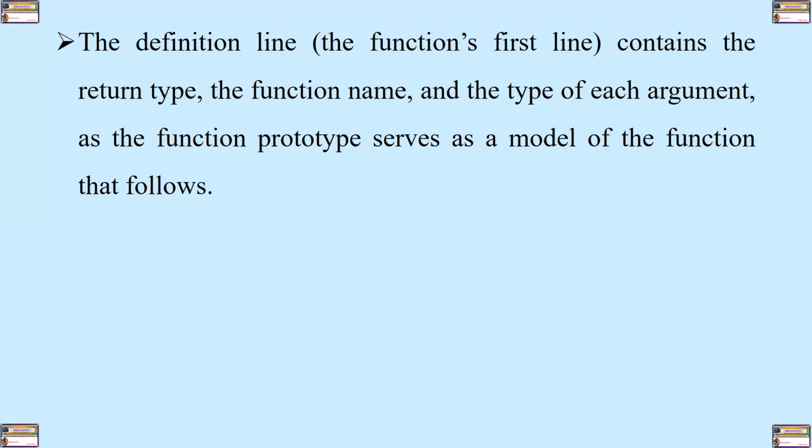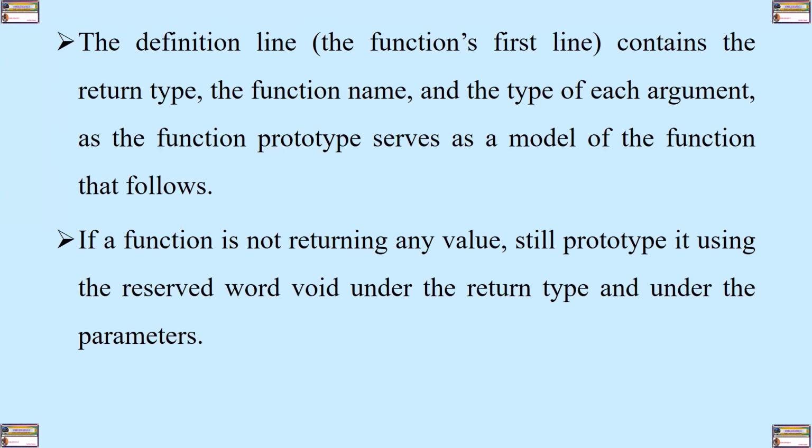The definition line, which we usually call the function's first line, contains the return type, the function name, and the type of each argument, as the function prototype serves as a model of the function that follows. In other words, when the compiler reads the prototype, which in this sense is the definition line for a function but containing a semicolon, the compiler is able to know what the function is going to do. And that's what I'm calling the model of the function that will follow main.